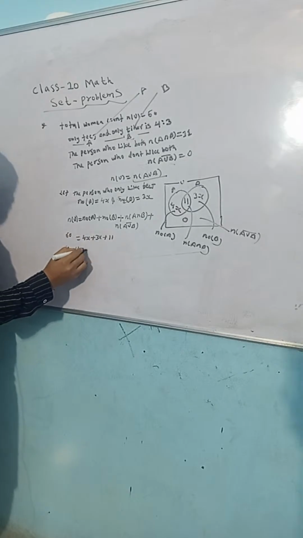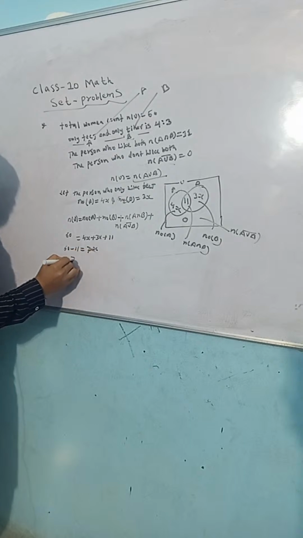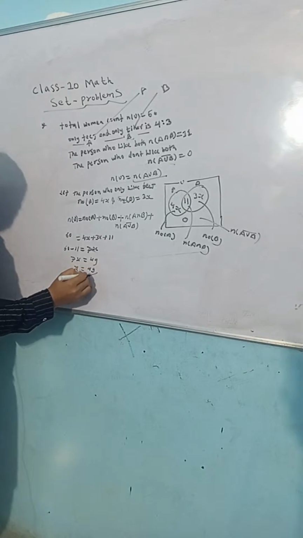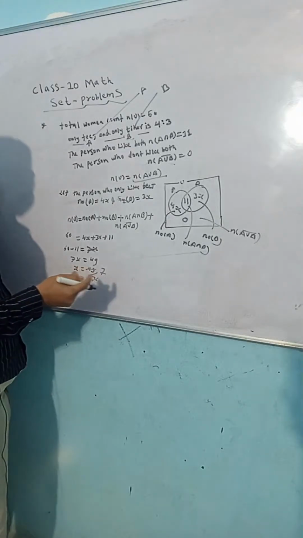60 minus 11, and 4x plus 3x means 7x, right? Okay, so here 7x equals 49, guys. x equals 49 by 7, and 7 sevens are 49, so that x value is 7. Okay, so it's very easy. It's a very easy question, guys.